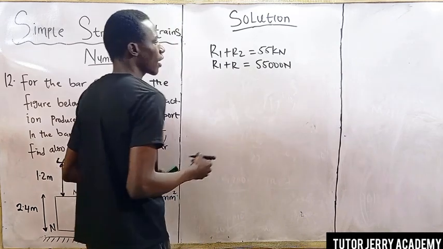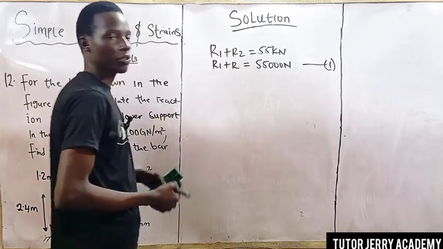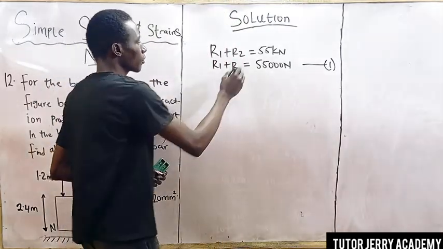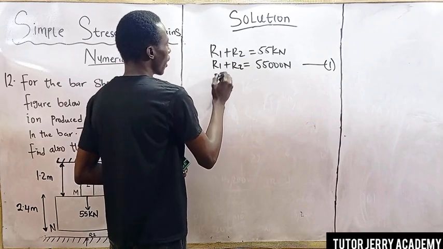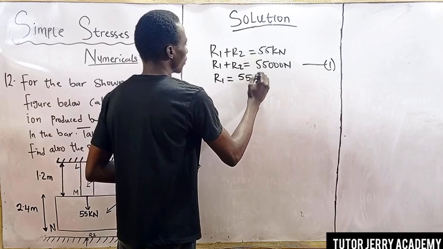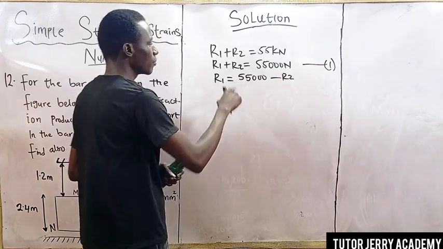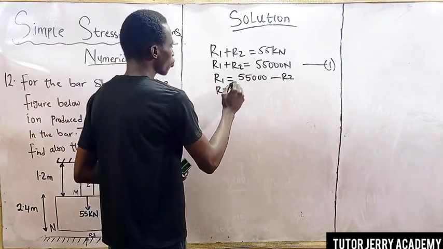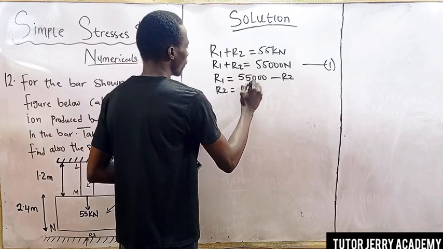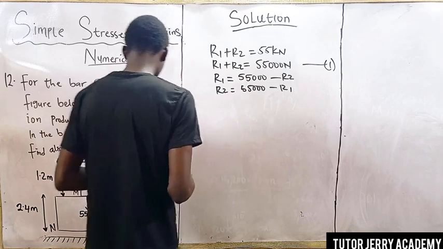Now we can make R1 the subject of the formula. Making R1 the subject, we have R1 equal to 5,000 minus R2. Similarly, making R2 the subject, R2 is equal to 5,000 minus R1. So this is what we have.